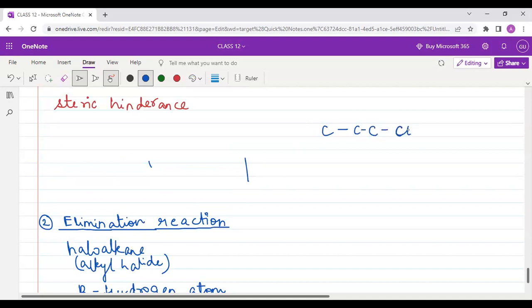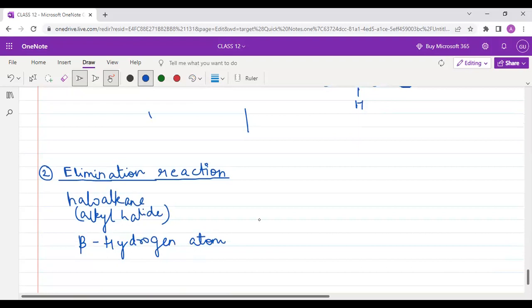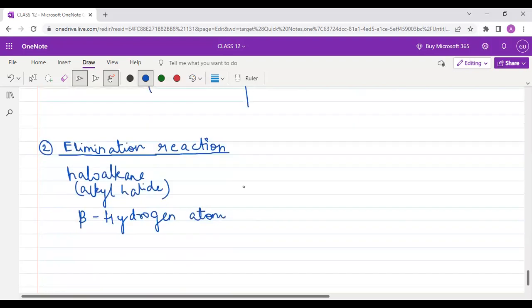So the carbon to which the functional group or the halogen is attached is called alpha, and the next carbon is beta. The hydrogen attached to the beta carbon is called beta hydrogen. So we should have a haloalkane with a beta hydrogen atom, right? And then this haloalkane is heated with alcoholic solution of potassium hydroxide.